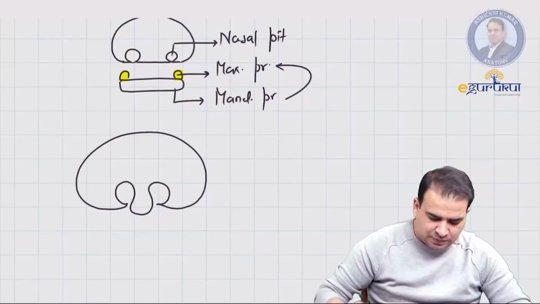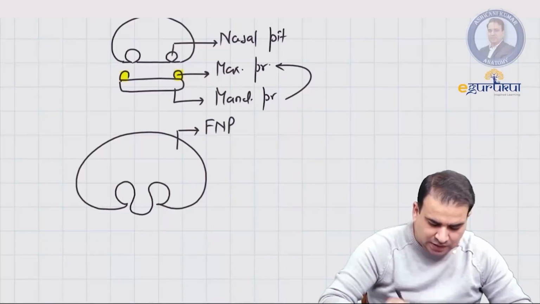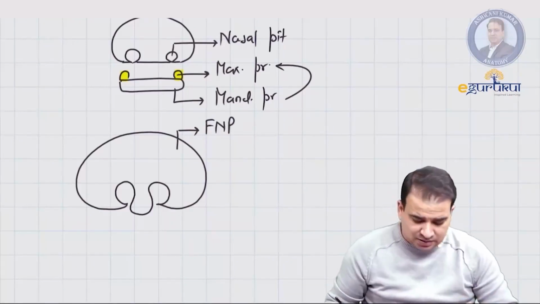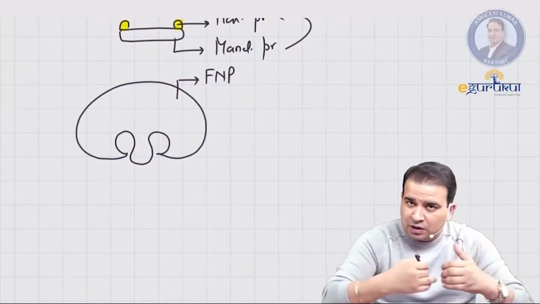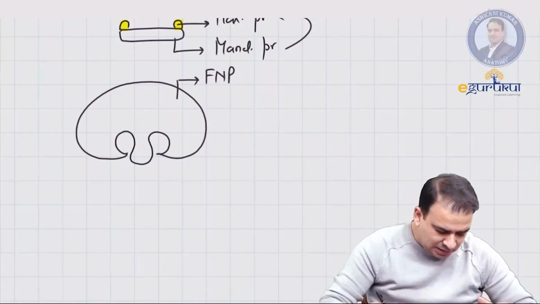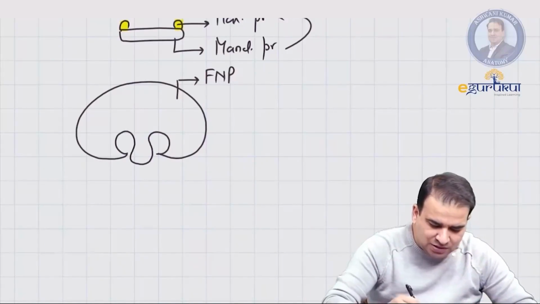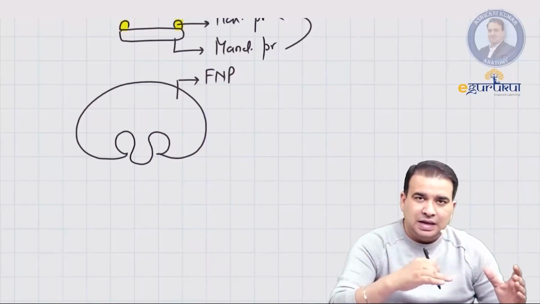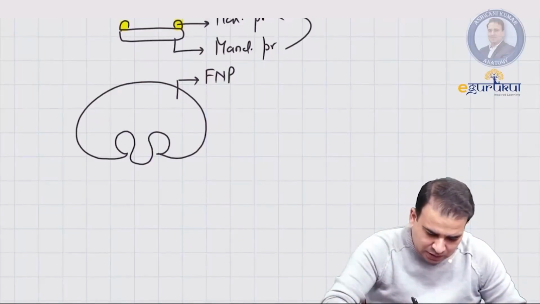That's the frontonasal process, guys. Please draw it carefully so that it is technically correct. This is the frontonasal process, and what you see in it is a nasal pit. Now they are close to each other. And these nasal pits have on each side some prominences called the lateral nasal prominence or process and the medial nasal process or prominence. So that's how it goes.